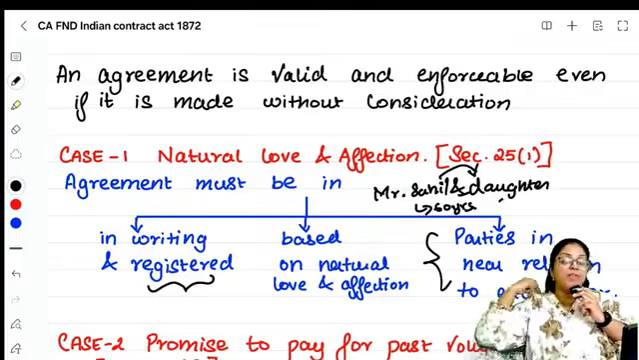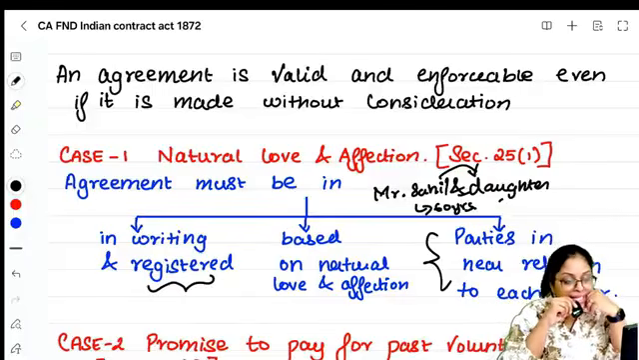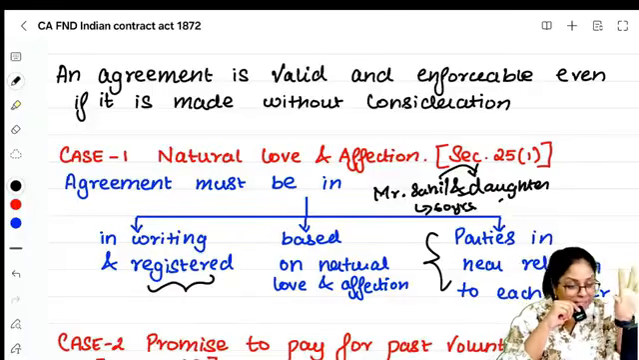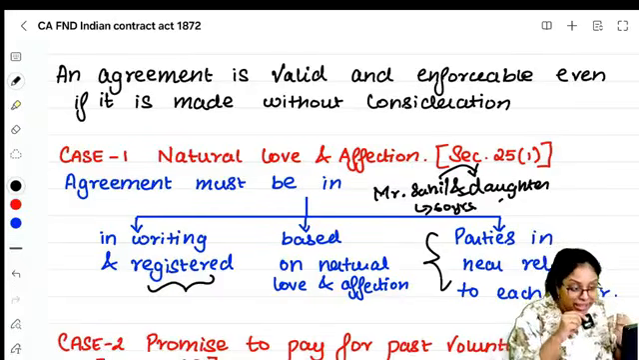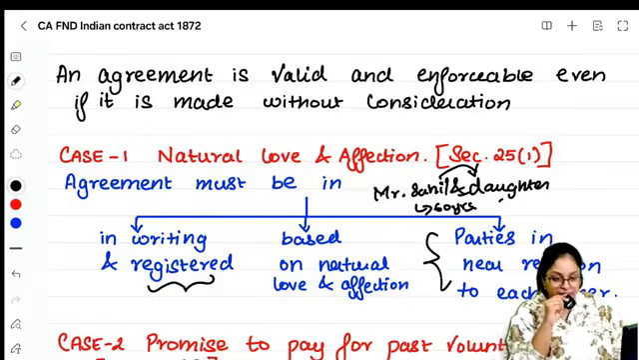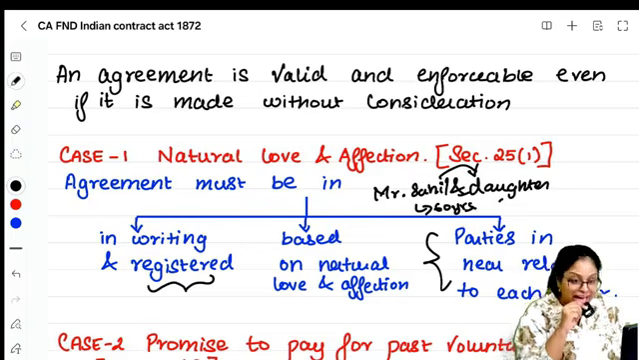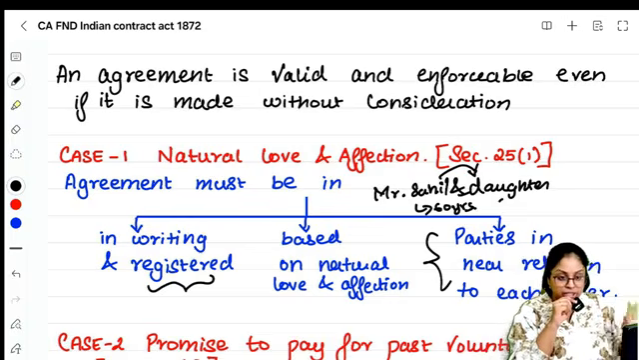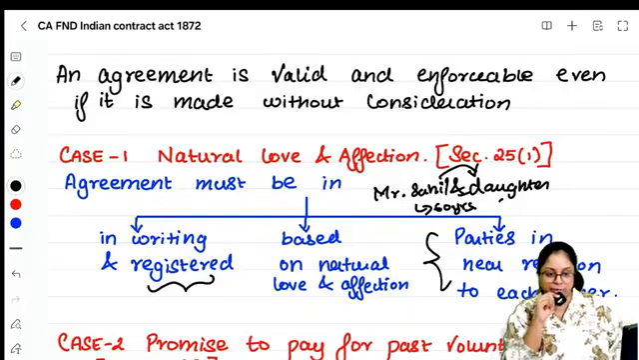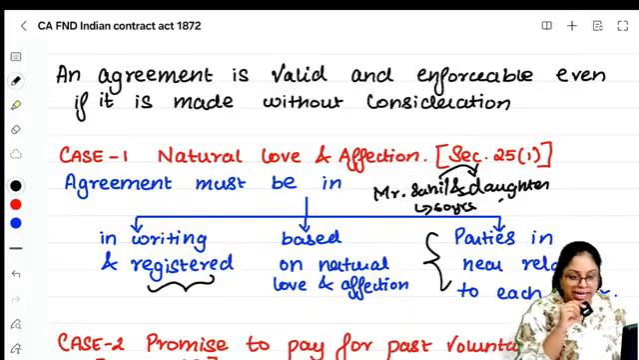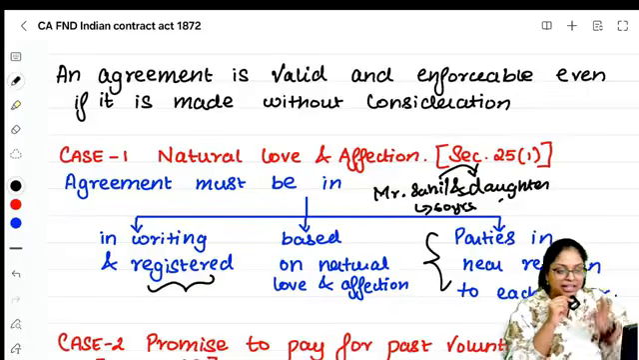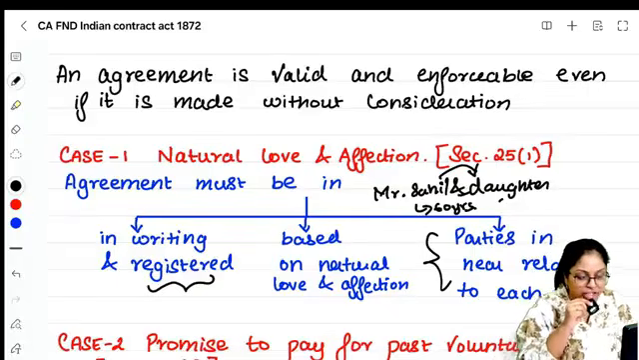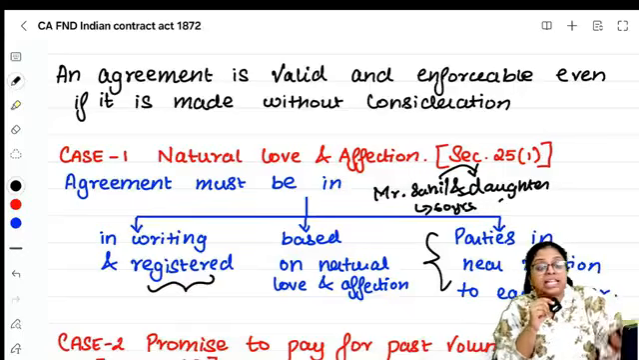There's one question you remember we solved in the class where, let's say there's Sahil, he transferred all his property in the name of his daughter. Now he is driving a vehicle, and on the way there was an accident. Now the question is, is this valid? Will it fall under the exception? It will not fall under the exception, because it is between parties who are in near and dear relation, father and daughter. It is out of natural love and affection. It is in writing, but it is not registered.